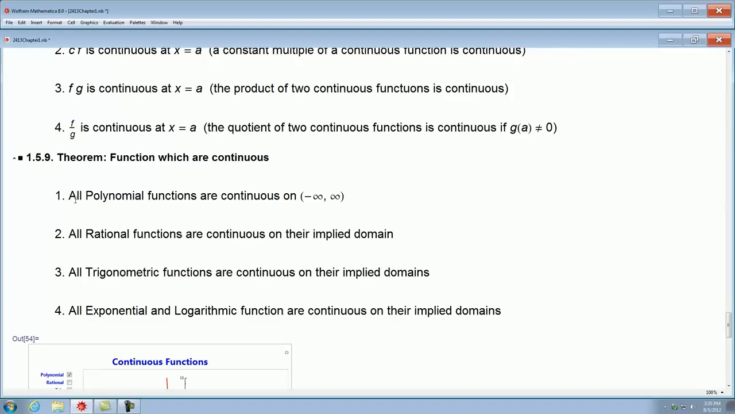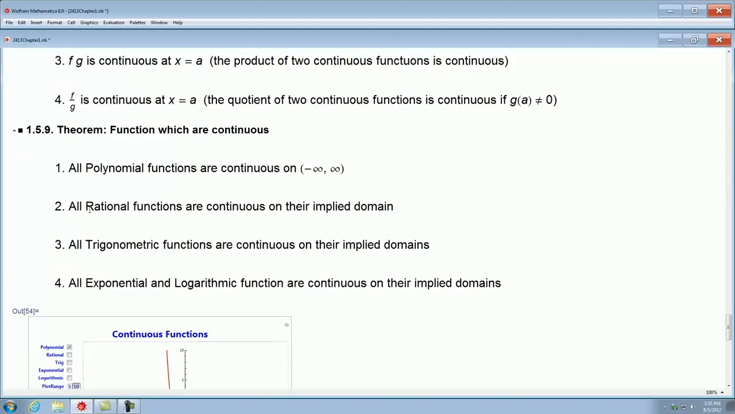First it says every polynomial function that exists out there is continuous on the entire real numbers. So you remember polynomial functions are those smooth ones that look like little roller coasters. You can be guaranteed that every polynomial function is continuous on negative infinity to infinity. Rational functions, those are the ones that have the asymptotes and stuff. These are continuous on their implied domains. So remember, implied domains is where they are defined. Rational functions are nice, they behave well on their domains.